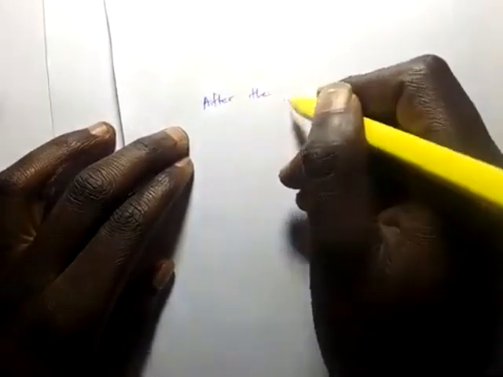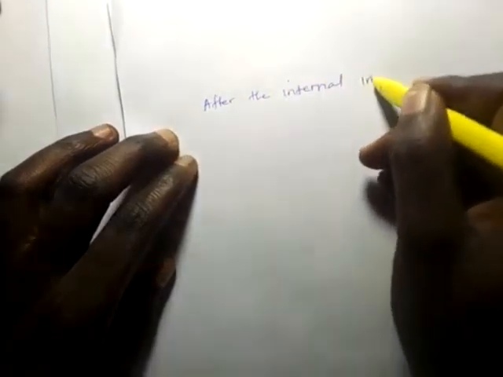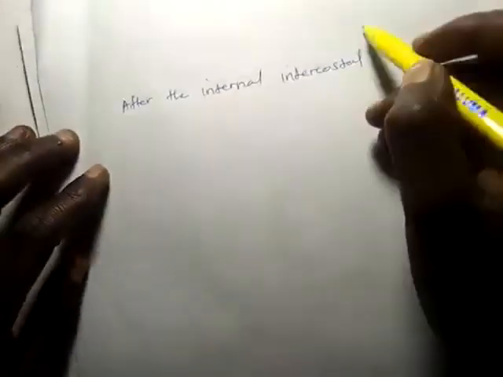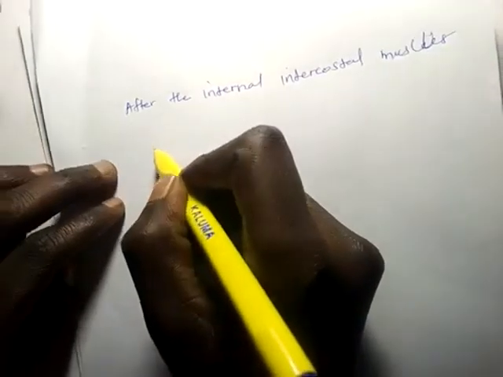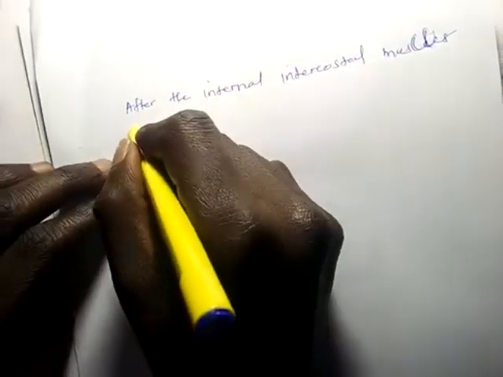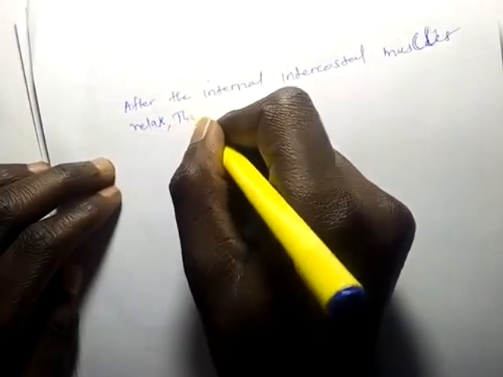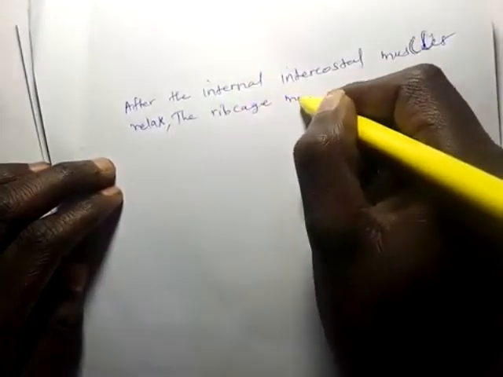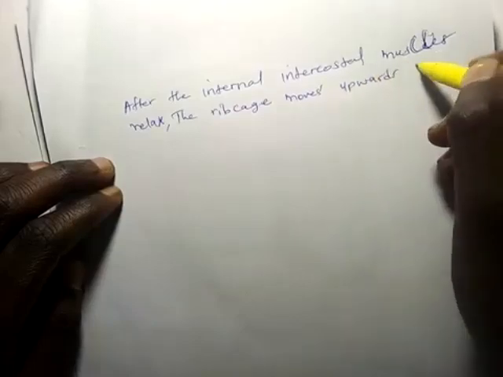After the internal intercostal muscles relax, the rib cage moves upwards and outwards.